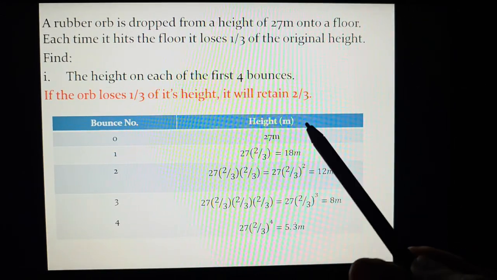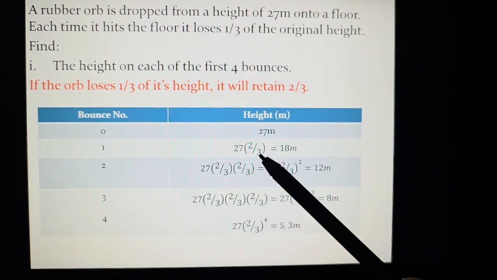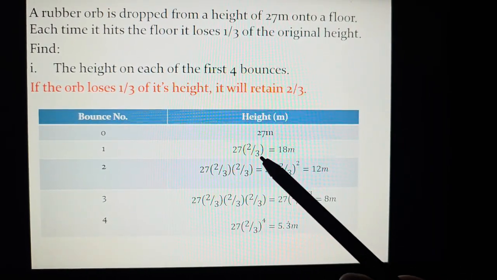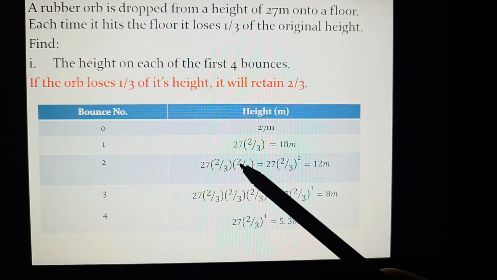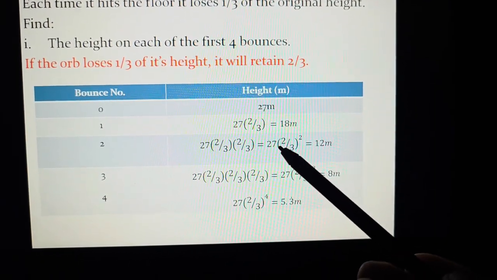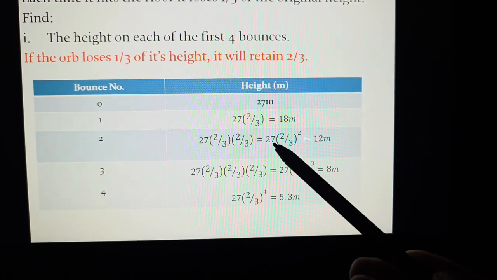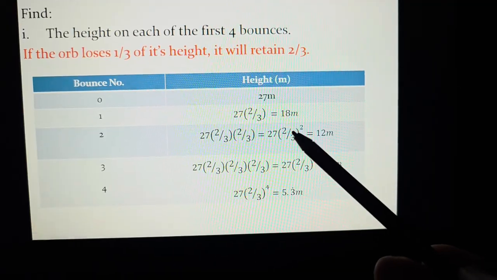Okay, so it starts off, after no bounces, it was 27 metres high. After 1 bounce, 27 multiplied by 2/3, 18. After 2 bounces, it would be the previous answer multiplied by another 2/3, which would be 12 metres. Again, we want to eventually come up with the t-event formula. So it's 27 by 2/3 to the power of 2.